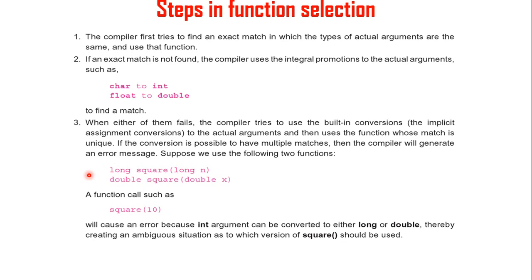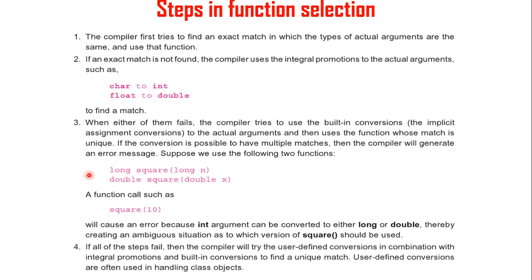So it will try to convert the given data type into another data type and try to find out if there is a match. It is totally legal in the system. Whatever it finds feasible, it will do and try to find a match. If all the steps fail, then the compiler will try to use the user-defined conversions.